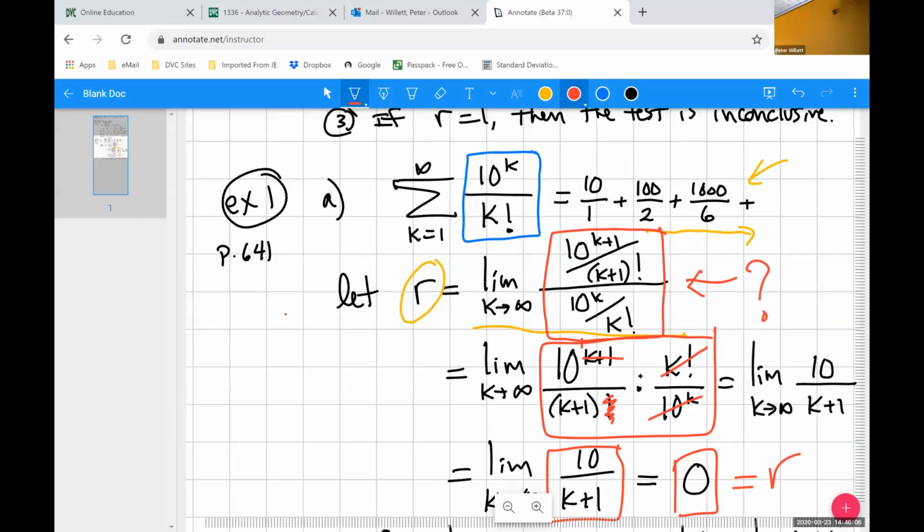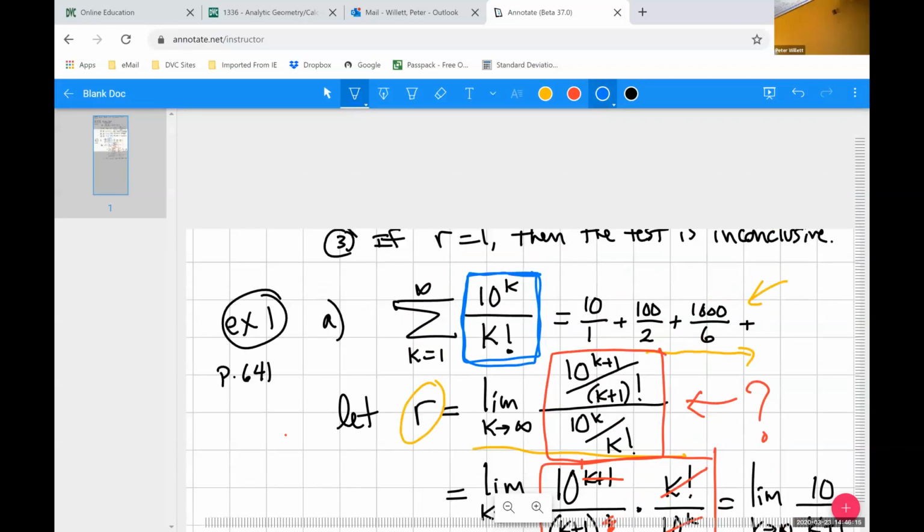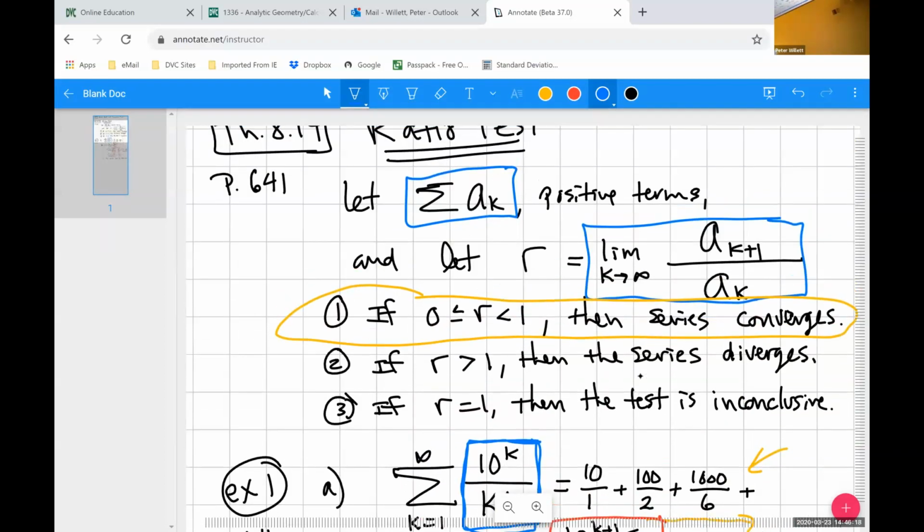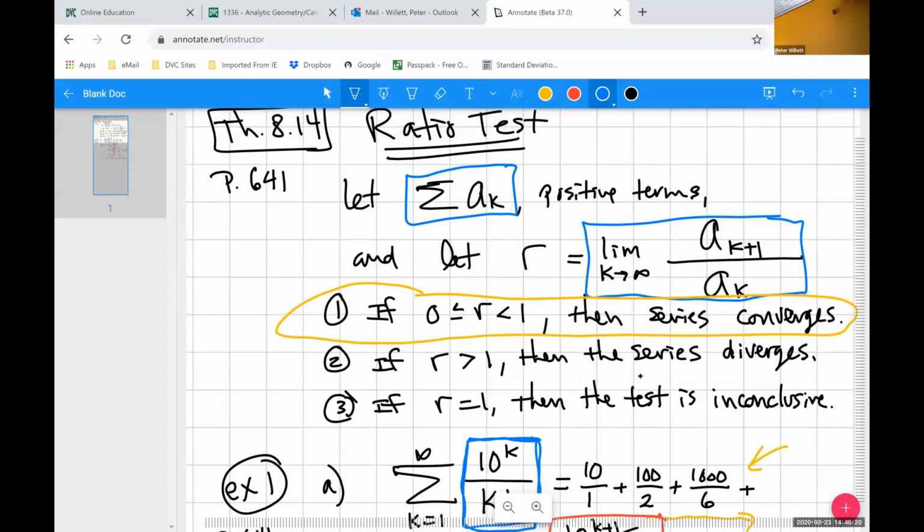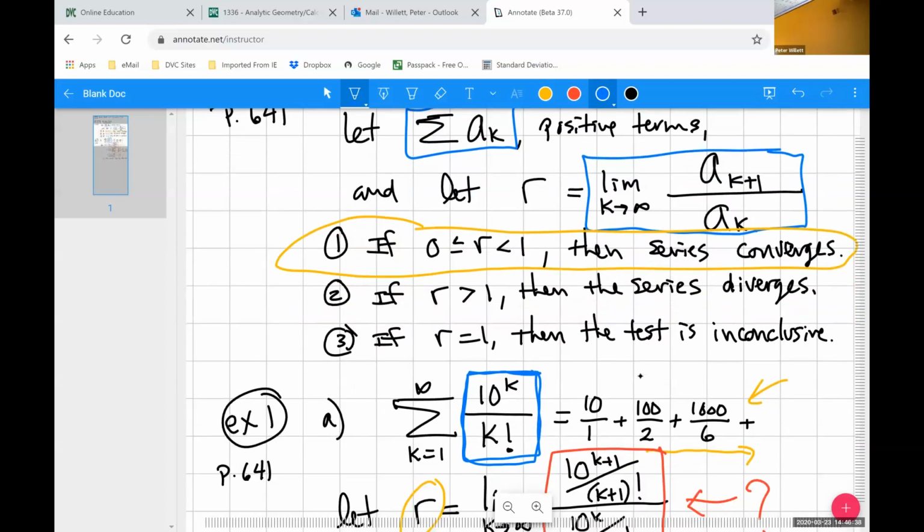Okay, so we were given this formula for a sub k, right? The way you set up the limit for R, as it says in the theorem, is you make a fraction where you put your original series term in the bottom of the fraction. And in the top of the fraction, you take the same series term, but instead of the kth term, you do the k plus 1 term. What that means is that everywhere there's a k, you plug in k plus 1 instead.